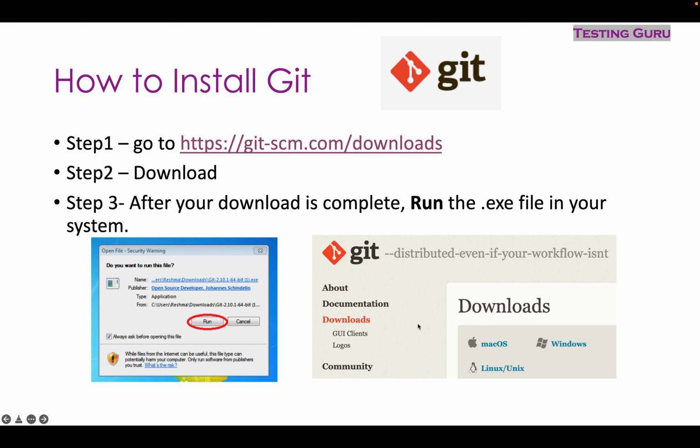Once we download, the next step will be that there will be an exe file. In that exe file, you have to click on run from your system. So the screenshot will be like this. The pop-up will show like this as in the screenshot. There will be a run button. You have to click on that. So the next step will be after clicking run.